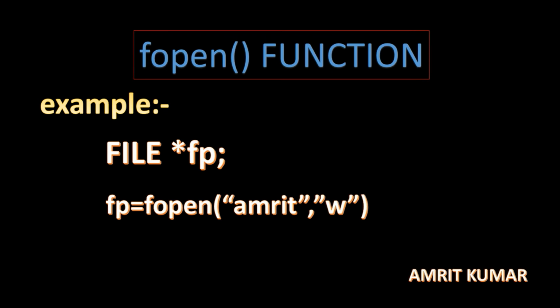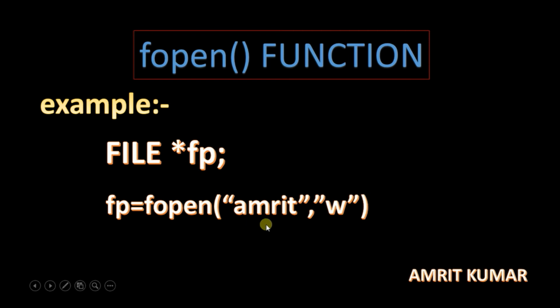Now here is the example. You can see that I am using the fopen function. Before that I am declaring a pointer fp of type FILE. FILE type means I am defining a file pointer here. After defining the file pointer, I am using that pointer for opening the file. So fopen helps us to open a file or create a new file.